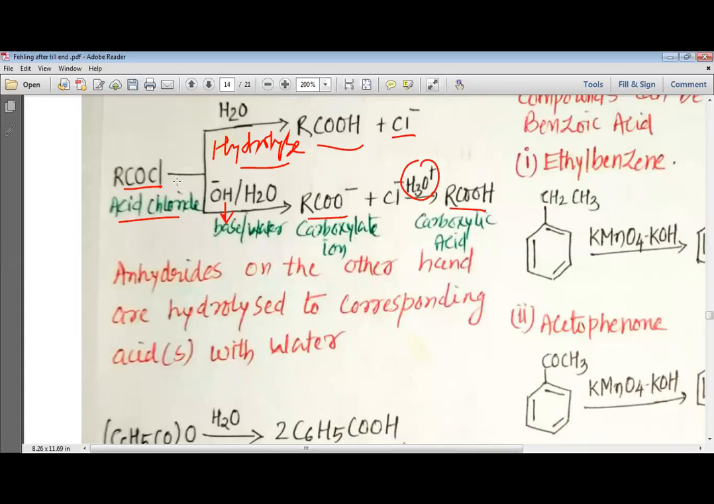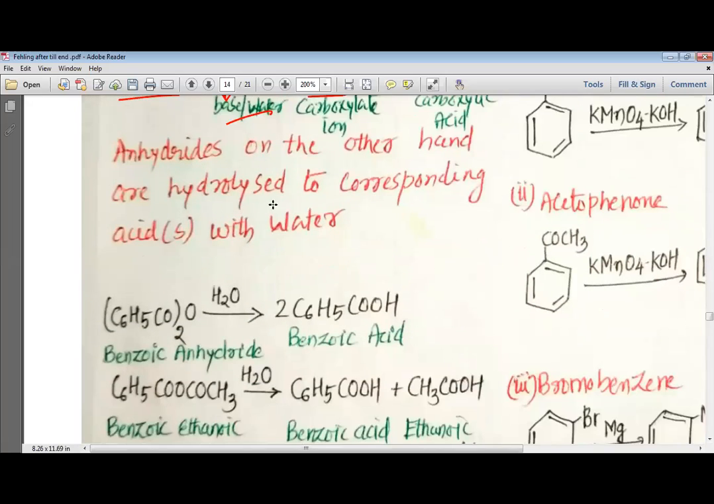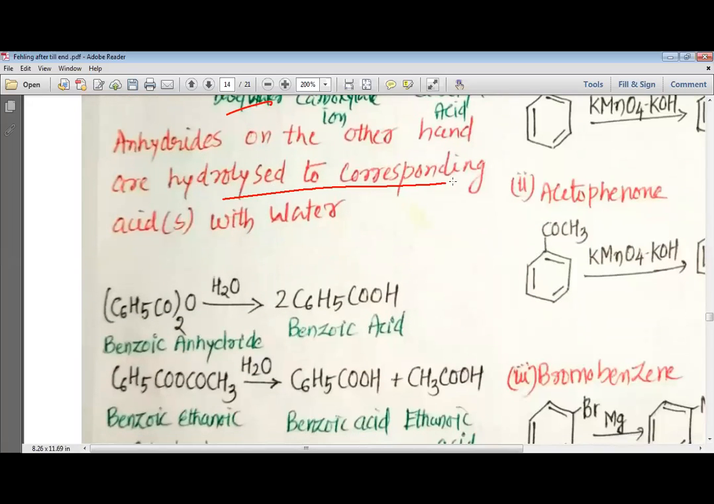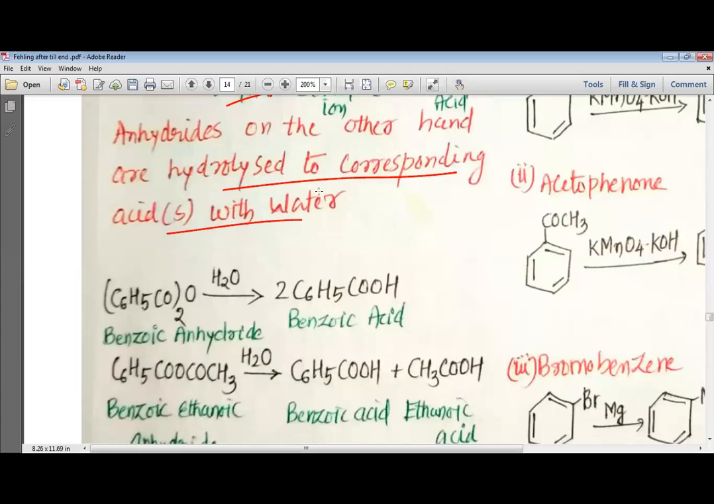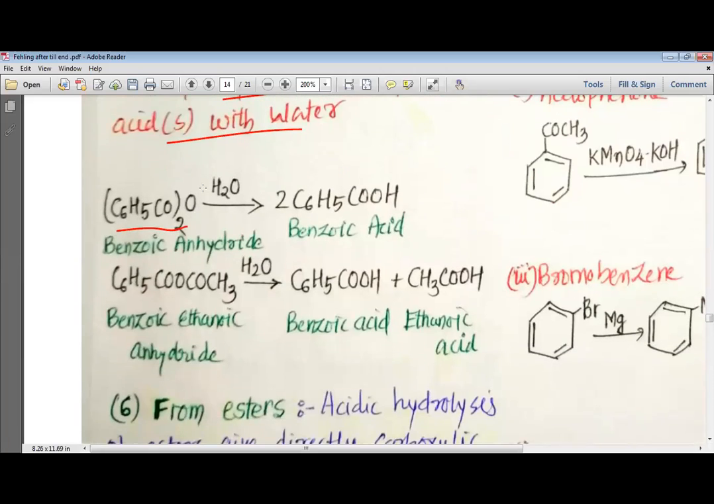You just need to remember that we can hydrolyze the acyl chloride with both water as well as with base or aqueous base. Anhydrides, on the other hand, are hydrolyzed to the corresponding acids with water. Anhydrides are the structures where you have the alkyl groups, and two carbonyl groups are bonded through an oxygen, and this is how we get (RCO)2O. This is your anhydride.